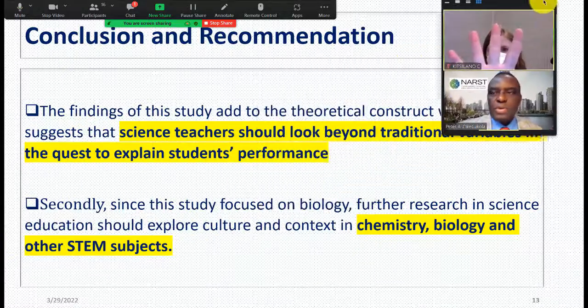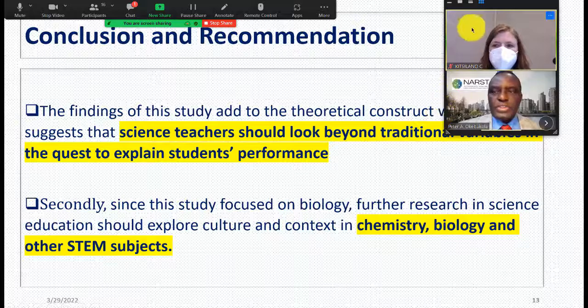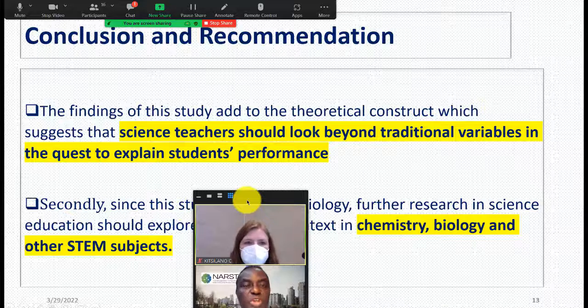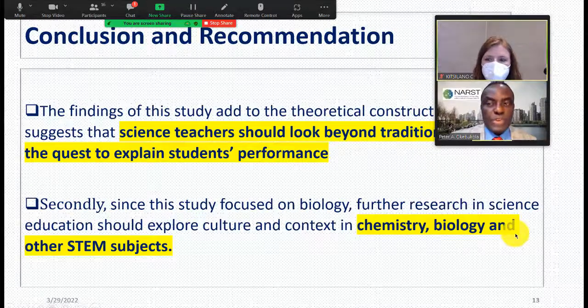So as I close, yes, thank you. Our findings show that teachers should look beyond traditional variables in the quest to explain students' performance. And the studies that my group will be carrying out now, we are going to move towards explanation. We're going to move towards essay type, because all you do is give them multiple choice and all of that. But that's not deep enough. In this study, which took almost 2 years, we went deeper into explanation, essay type rendition of their performance. So teachers should look beyond the traditional.